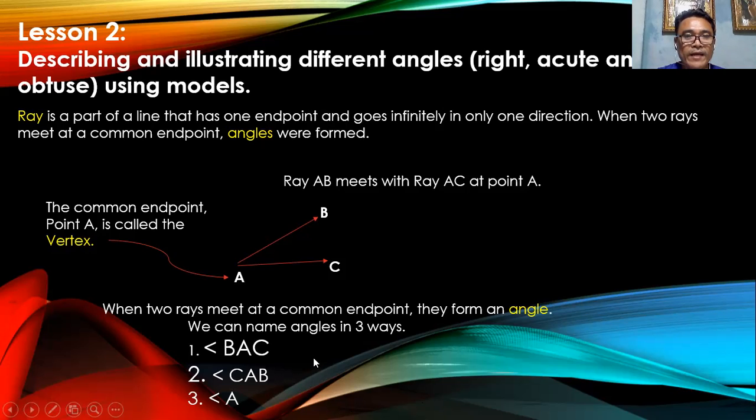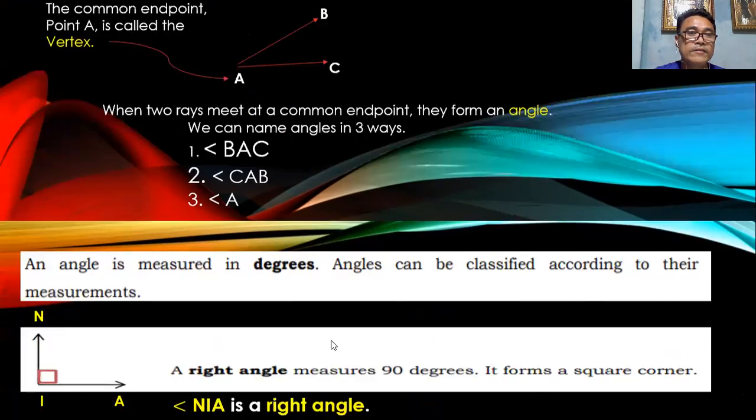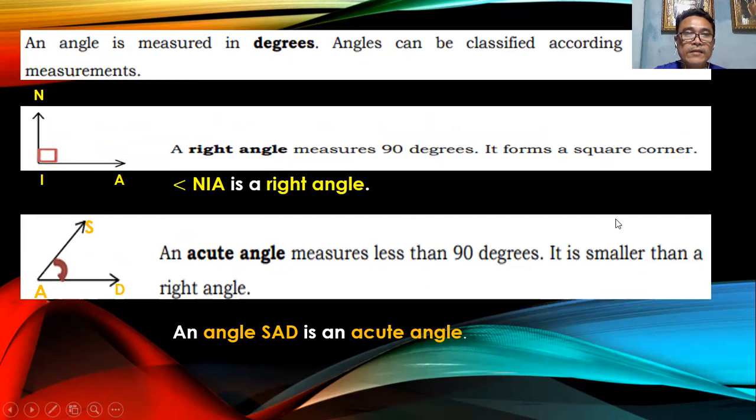So we can name angles in 3 ways. Number 1, and this is the symbol of an angle, angle BAC or angle CAB or angle A. An angle is measured in degrees. Angles can be classified according to their measurements.